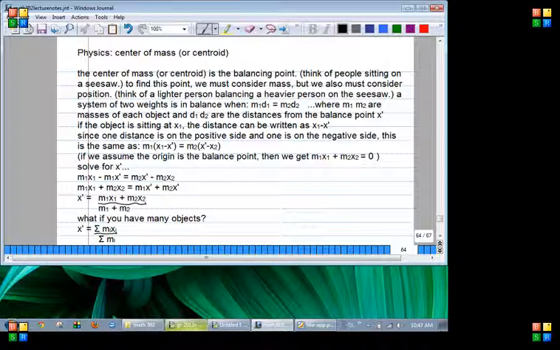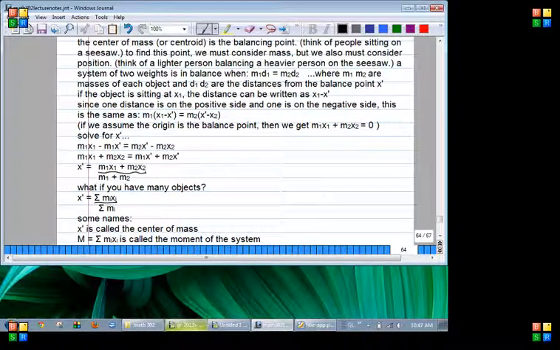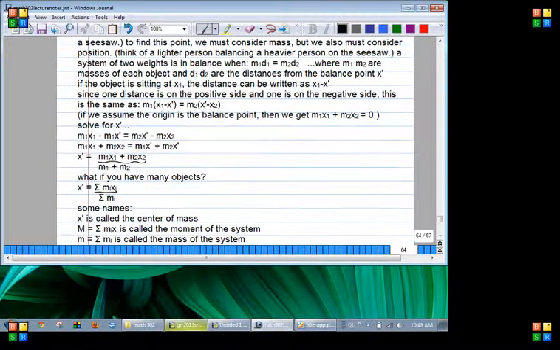So the actual pivot point, which is called the center of mass or centroid, is found by dividing one thing by the other thing. What's that thing on top? What's that thing on the bottom? So first of all, that's the center of mass, or centroid. The quantity on top, the notation is capital M, and it's called the moment of the system. This is physics terminology. And on the bottom, when we add up all the masses, that's little m, that's just called the mass of the system.